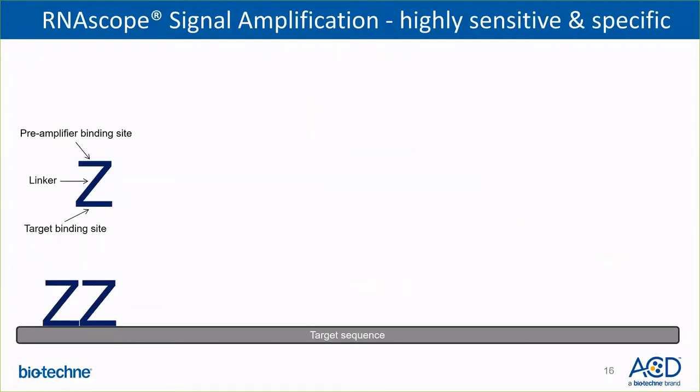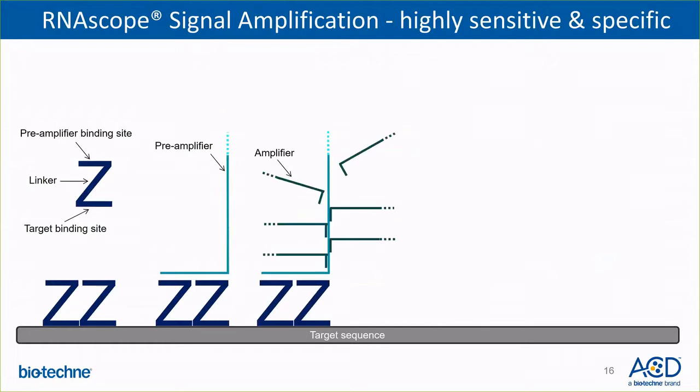Here is a schematic showing the hybridization and the subsequent amplification of the RNAscope assay. The double ZZ probe will bind to the target mRNA transcript. Once the double ZZ probe binds, it serves as a foundation and binding site for the preamplifier molecule. Once the preamplifier is bound, it serves as a binding site for the amplifier molecules.